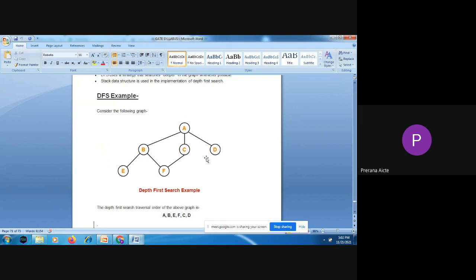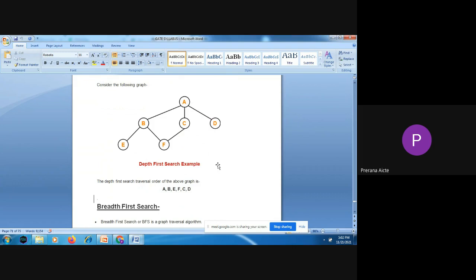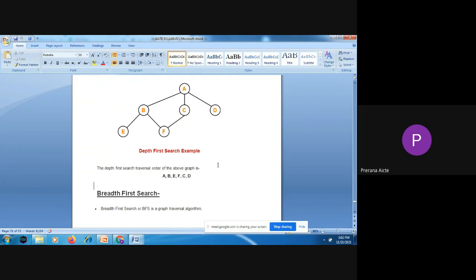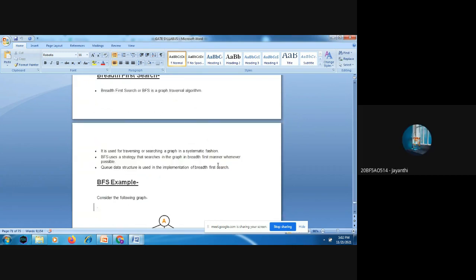So this way of visiting the vertices in the given graph is called depth first search. So the order of visiting in DFS in this example is A, B, E, F, C, D. You understood the difference between BFS and DFS? Okay, the BFS and DFS traversals of a graph, a reminder. You have to write. Understood all of you? Yes, ma'am.